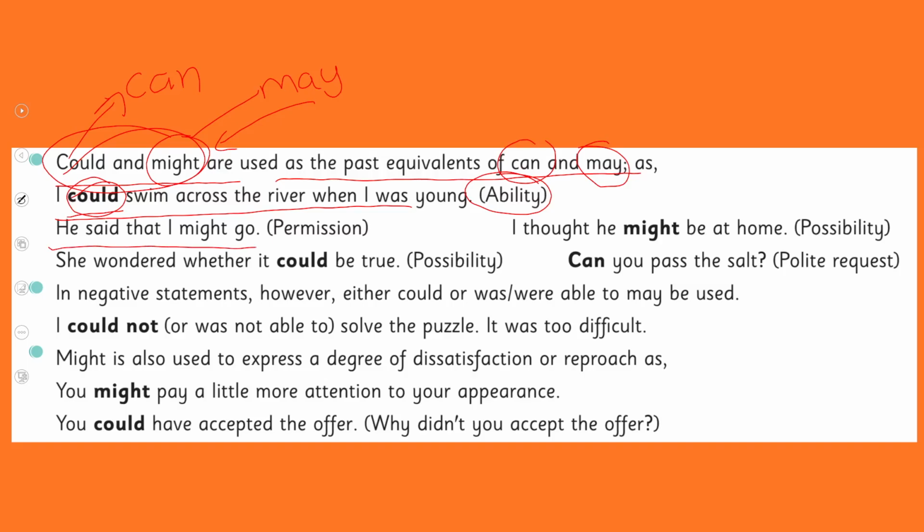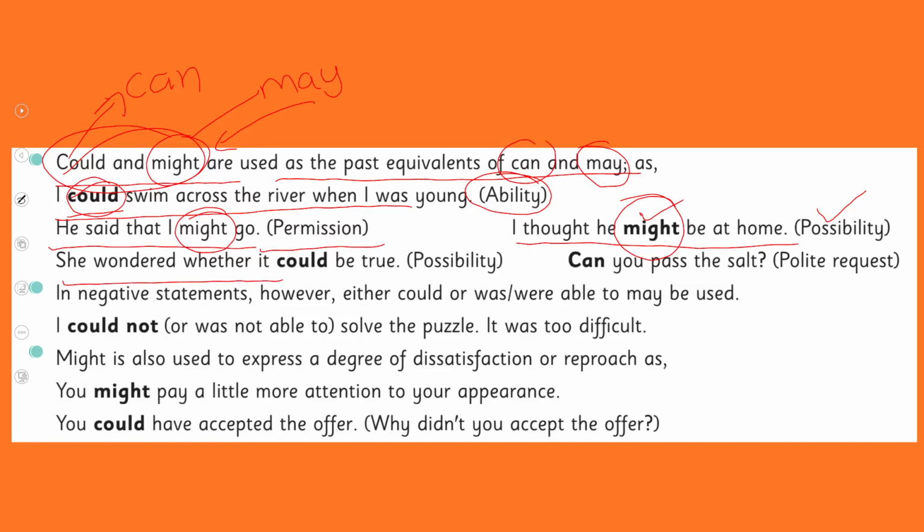He said that I might go. This is also in the past form, the past form of may. This is permission. Now, I thought he might be at home. Now, might is a possibility. He might or might not be at home. So, we are just using this modal verb to show the possibility of him being at home.